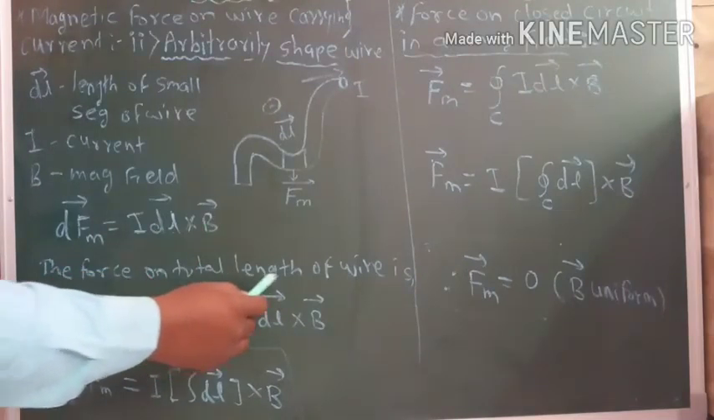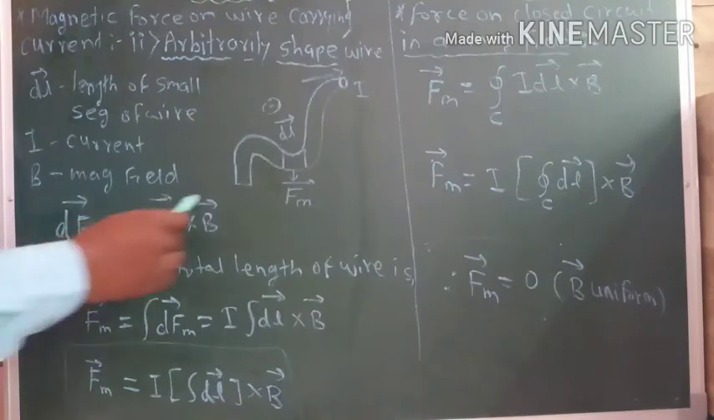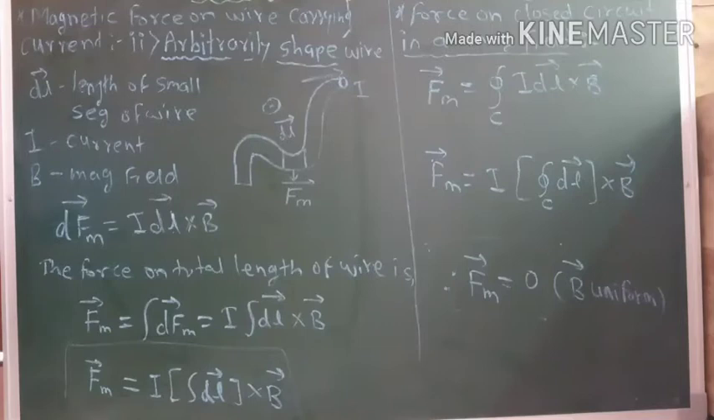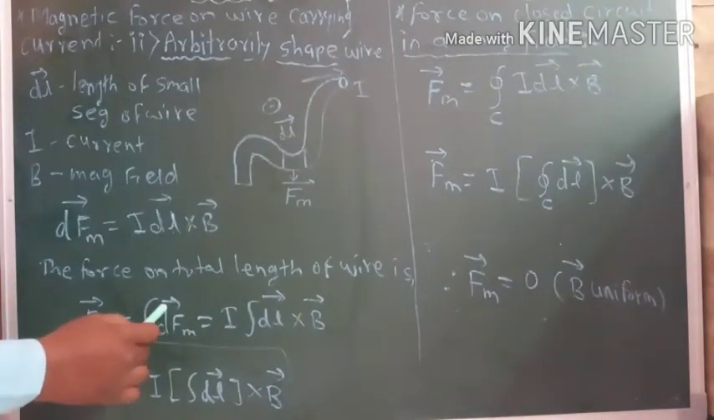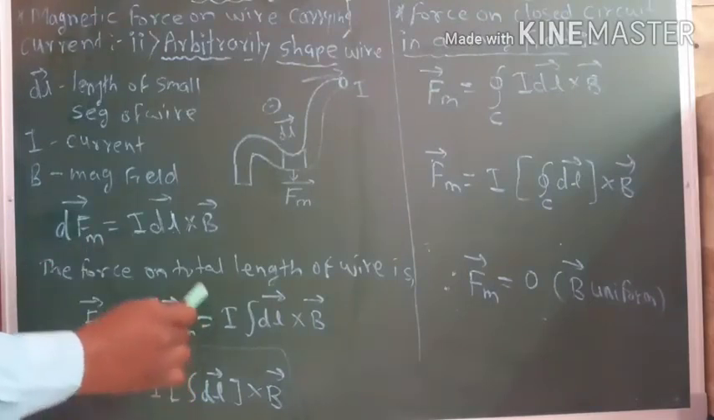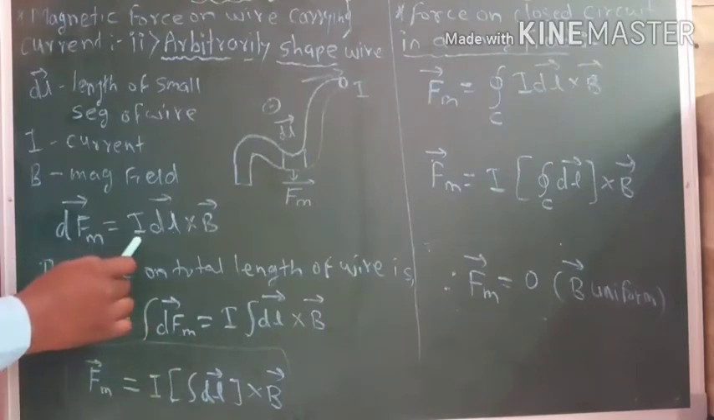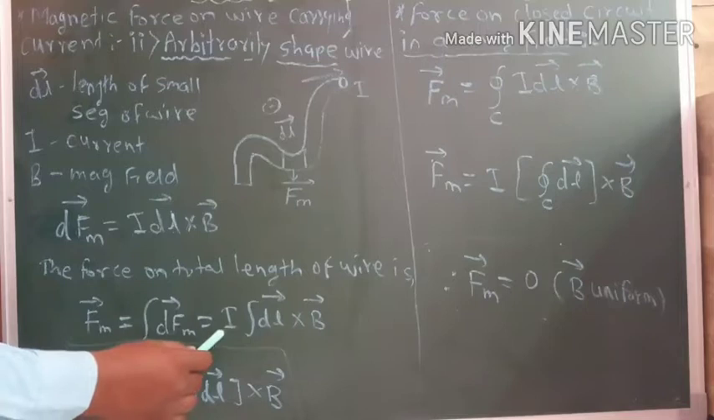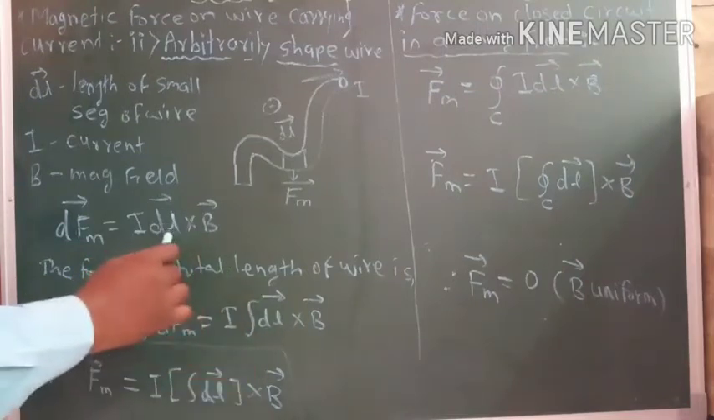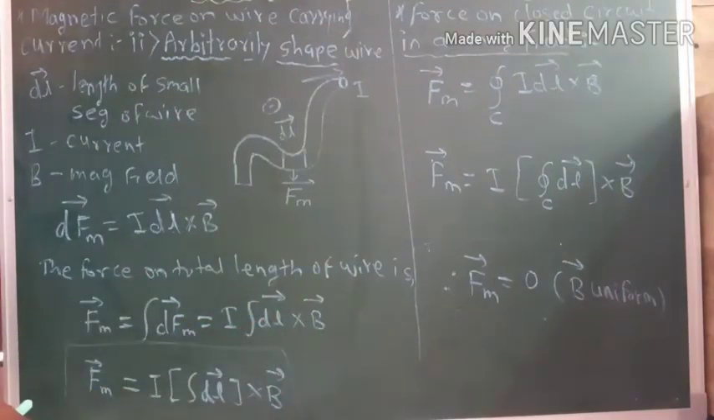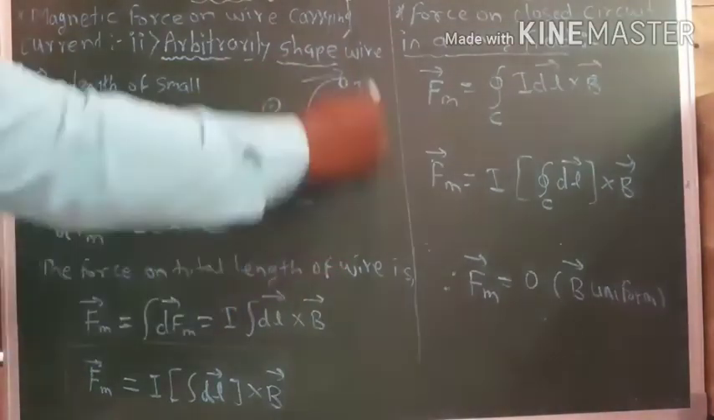Then the force on the total length of wire. From this equation we can find the total force on the total length of wire by integrating dF_m vector. Therefore the total force F_m vector is equal to the integration of dF_m vector. In the equation, I is a constant, therefore it comes outside the integral, and the integration of dl vector cross B vector remains. But the magnetic field B vector is uniform over the whole wire.